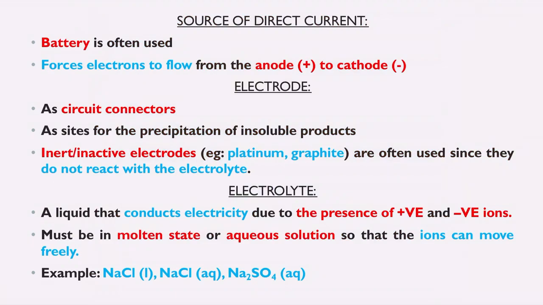So these are the terms that you need to understand. Read this yourself. It is basically stuff from form 5. So basically electrolyte is your liquid that conducts electricity and has cations and anions. You can have molten or aqueous electrolytes, and then your electrode, you can have inert and active electrode. So your source of electrical energy is from your battery.